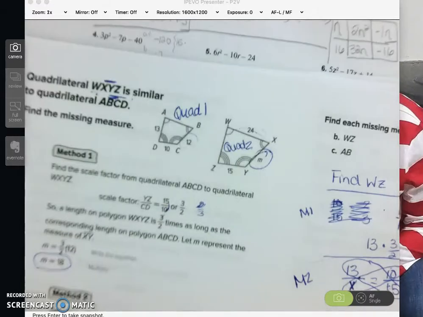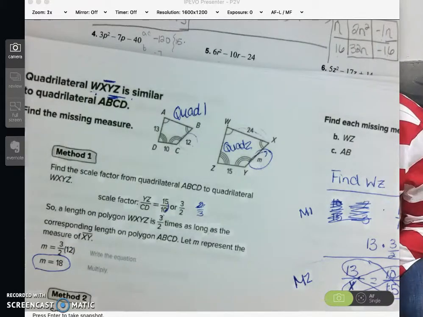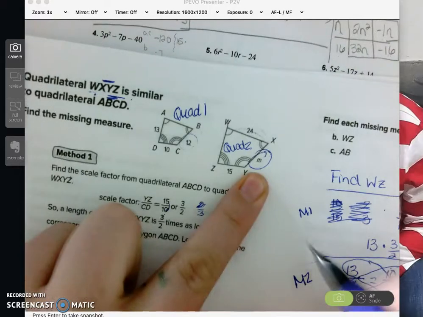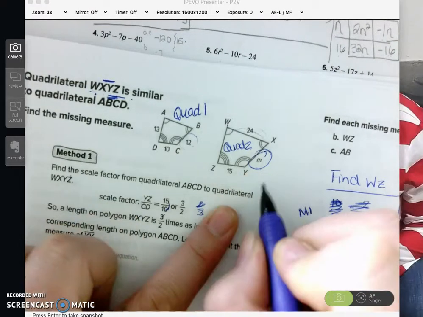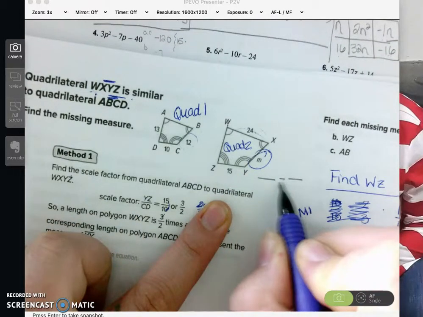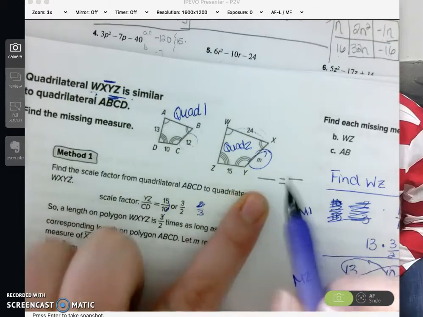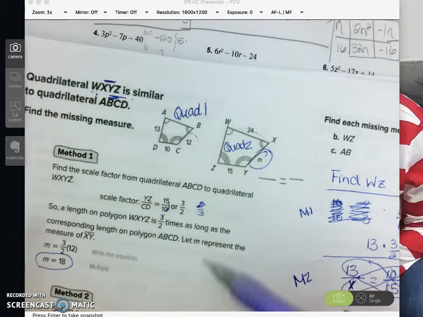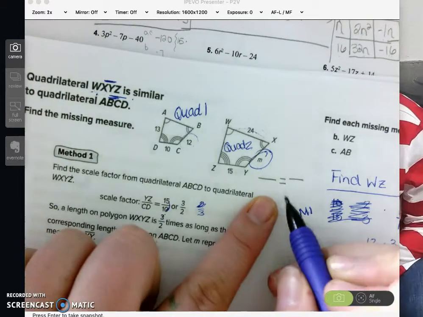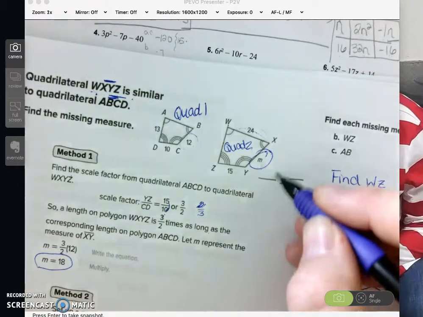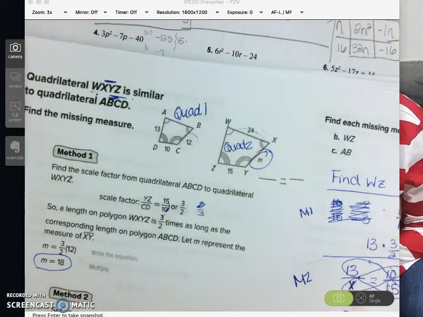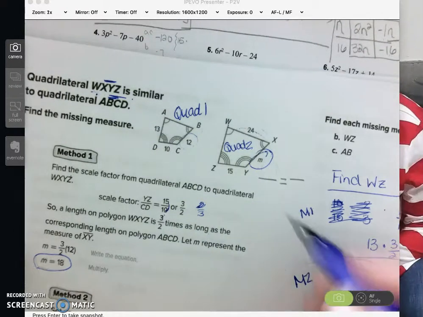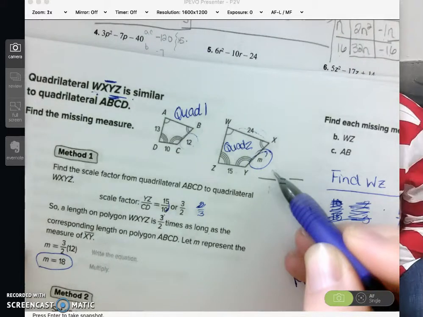I'm looking for, and this is the start of that video now, but that's okay, I'll just do this one. I'm looking for m. So I need to set up a proportion. And it shows you how to do the first method right here. But I want to set up a proportion. And these are going to be my, what did I say? It's going to be corresponding sides. So these two have to be corresponding sides.